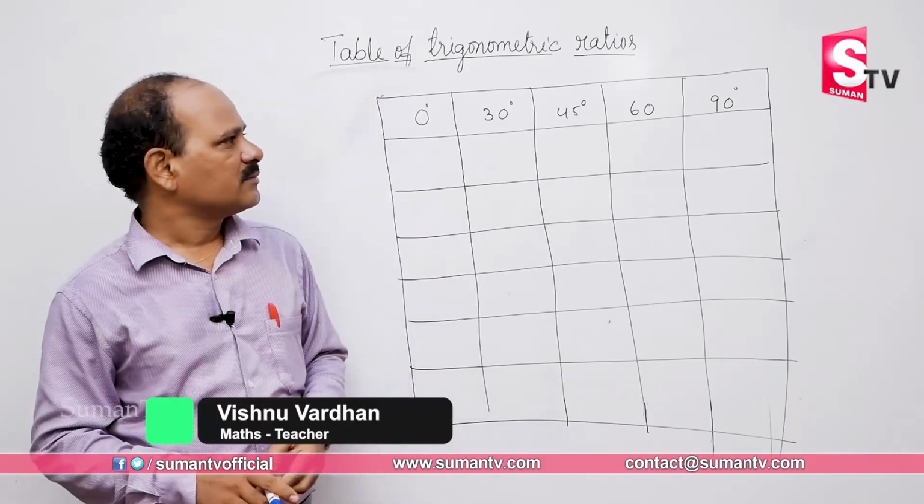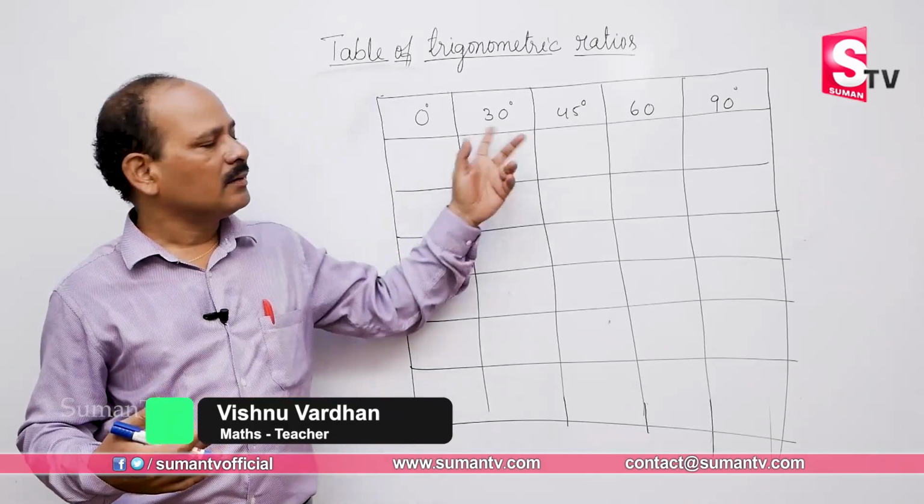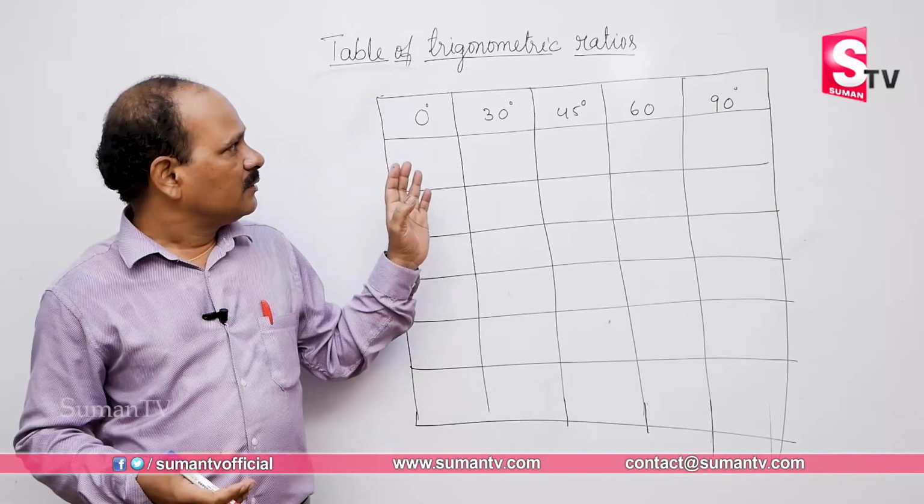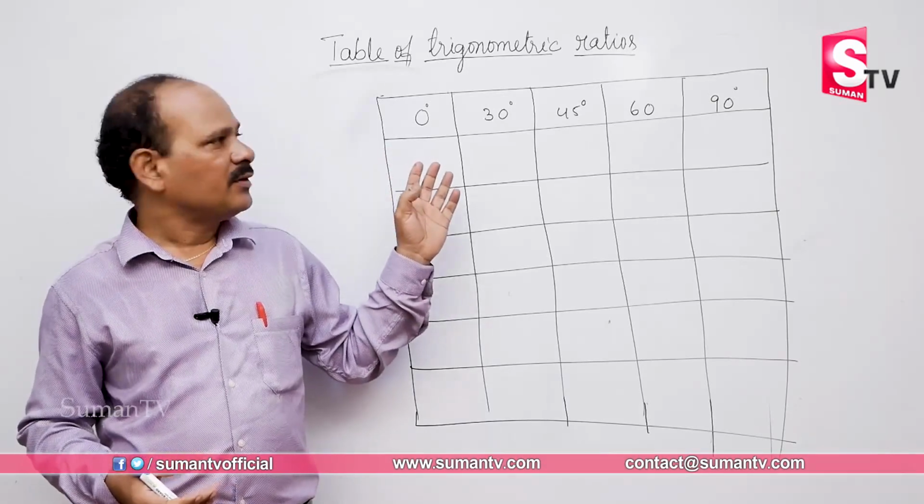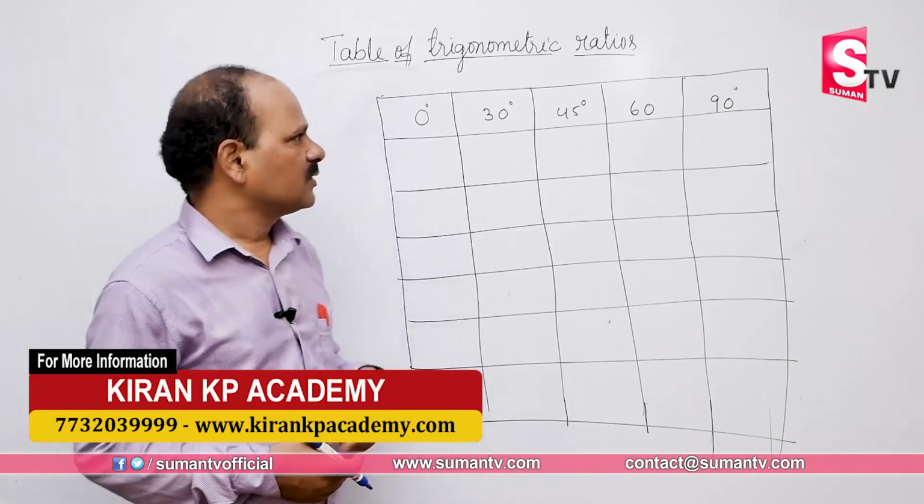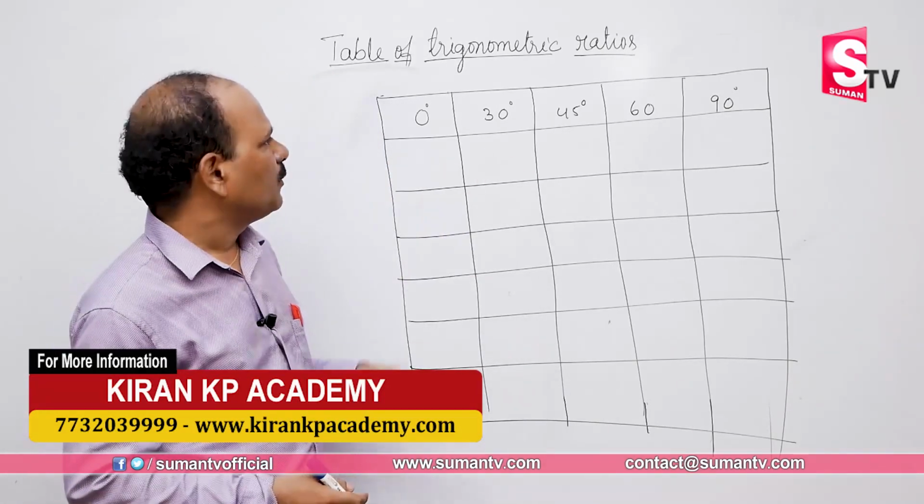Most of the students feel very difficulty to remember all the trigonometrical ratios. For them, this is the table. You can construct this table within 5 to 6 minutes. I will tell you more easily how to construct the trigonometrical table.